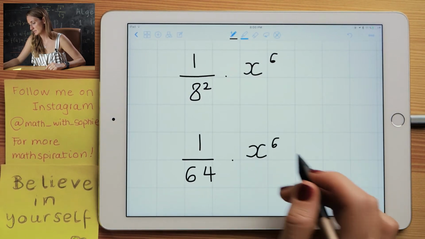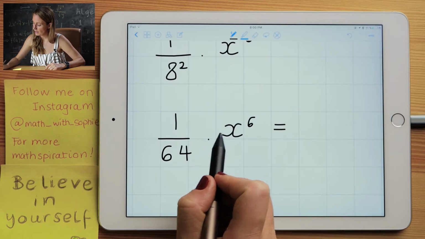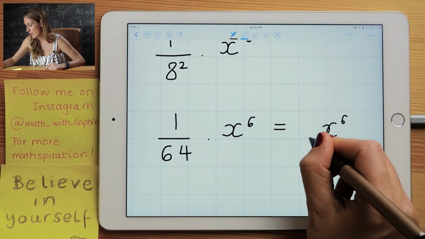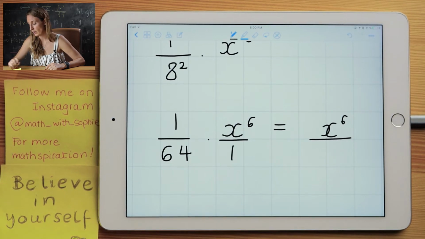x power 6. And the final little bit of tidying up is 1 times x power 6 is x power 6. And 64, there's nothing there. If it helps you, you can put a 1.